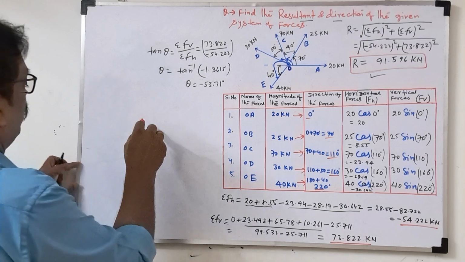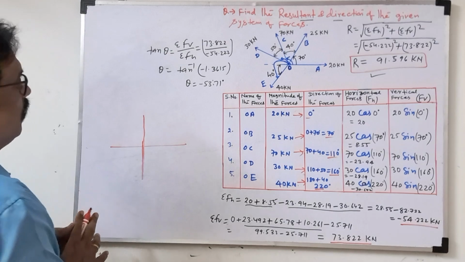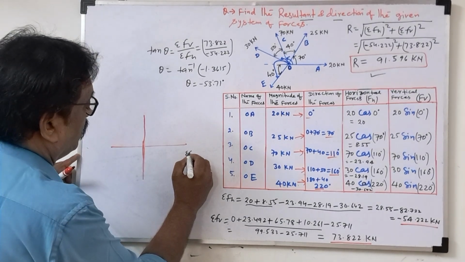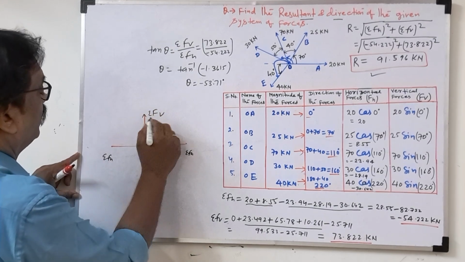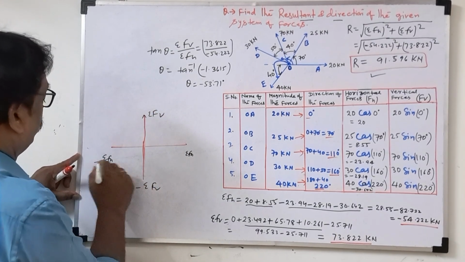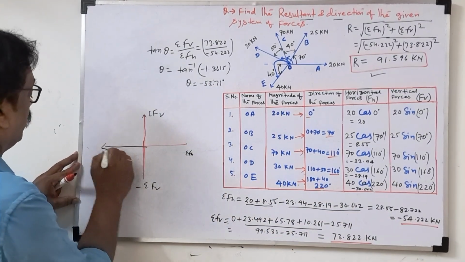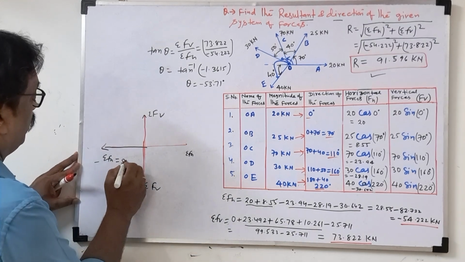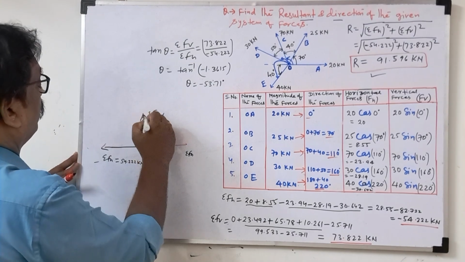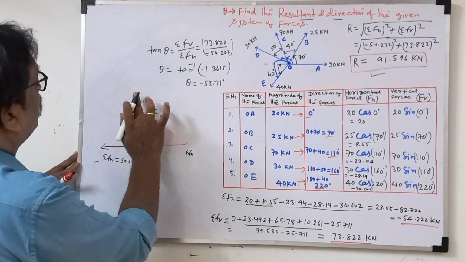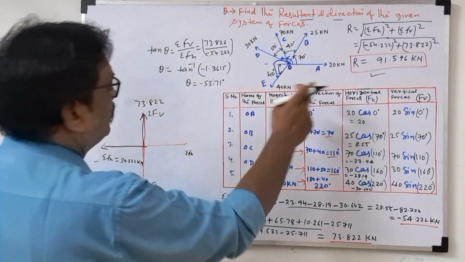Suppose you see here, we take this 4 axis. Now this is sigma Fh positive, this is sigma Fh negative, this is sigma Fv positive, this is sigma Fv negative. So see what is coming: horizontal, negative. So that means our force is this only. You can write this 54.222 kilonewton. Now vertical, how much? This only, because positive is coming. So how much is this one? 73.822 I wrote. Now the angle is negative coming.